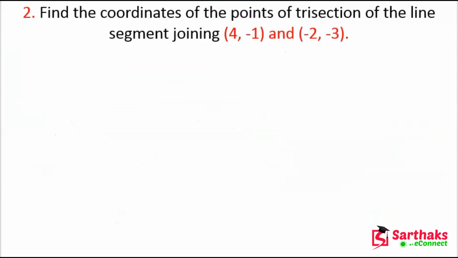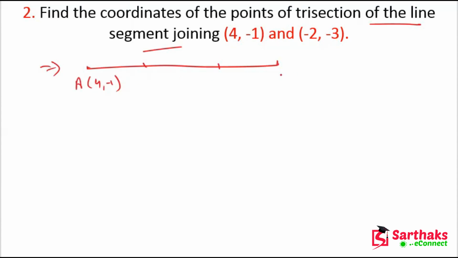Okay, so let's move on. The next question is: find the coordinates of the points of trisection of the line segment joining (4, -1) and (-2, -3). So we have a trisection line. This is A, which is (4, -1), and this is B, which is (-2, -3). We have to find the coordinates of M and the coordinates of N.